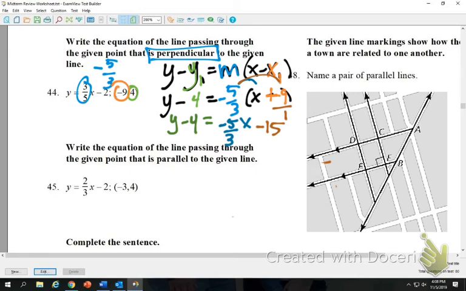The last step, you get y by itself. We're going to add 4 to get y by itself. So y equals negative 5/3 x minus 11.